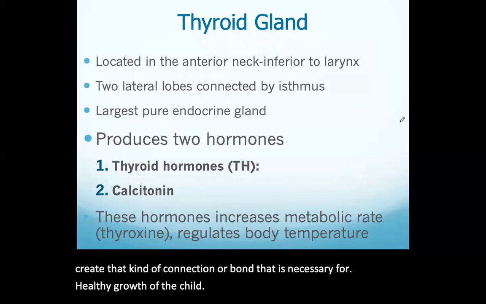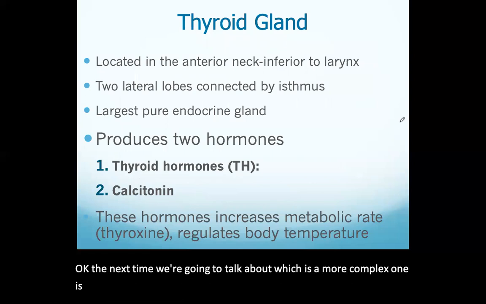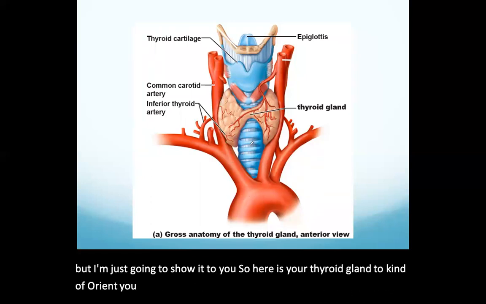Okay, the next gland we're going to talk about, which is a more complex one, is the thyroid gland. We talked about the location before, but I'm just going to show it to you. So here is your thyroid gland. To orient you first, this is your trachea. This tube right here is your trachea.